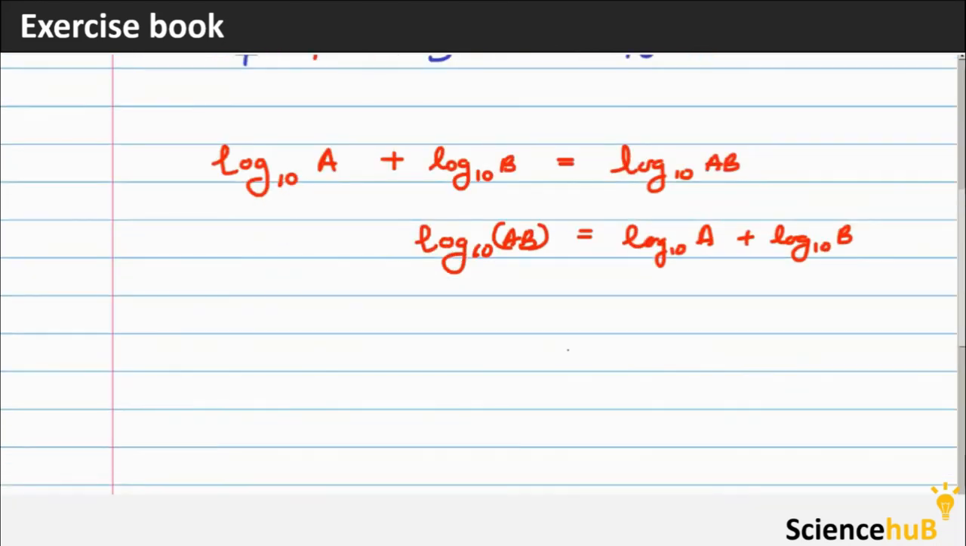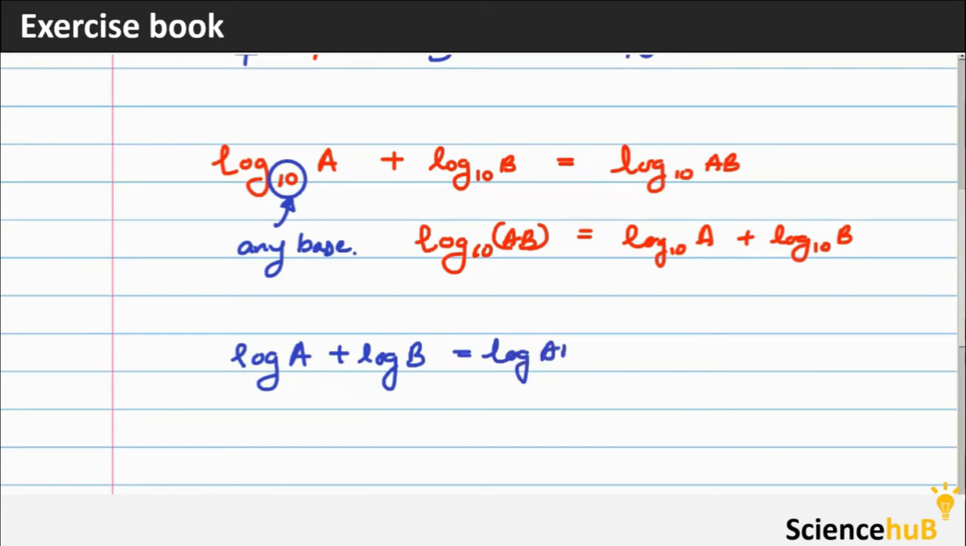This is not only valid for base 10. For any base this is valid. So I can write it as log A plus log B is equal to log AB. This is the first property of logarithm.